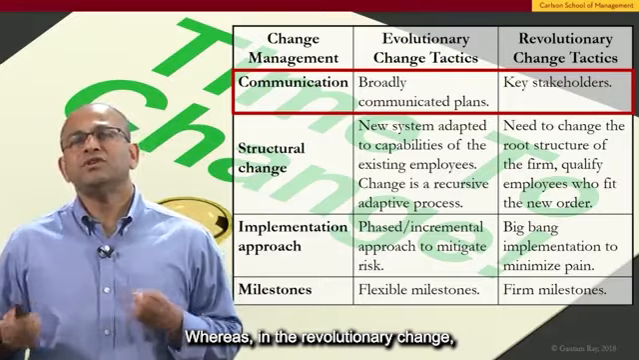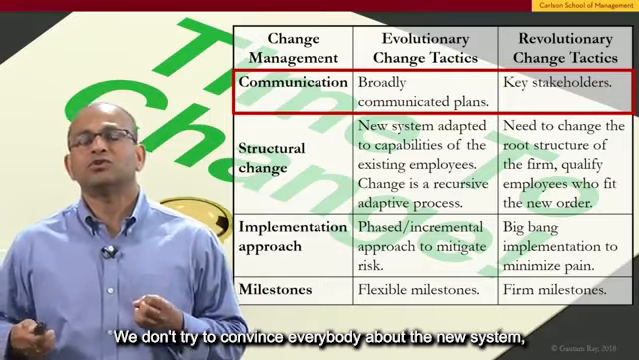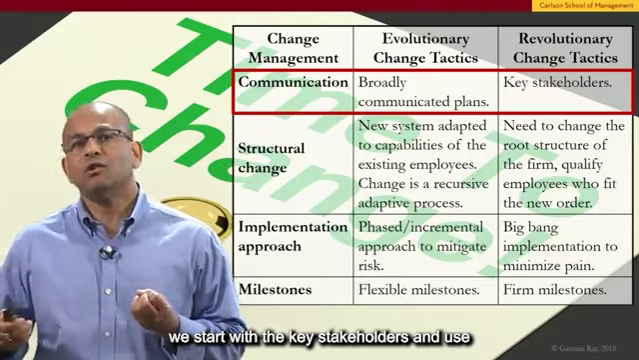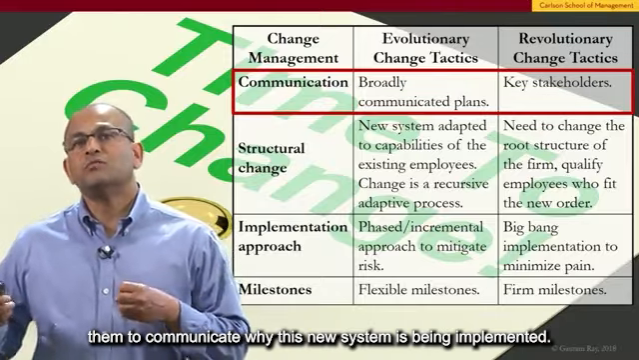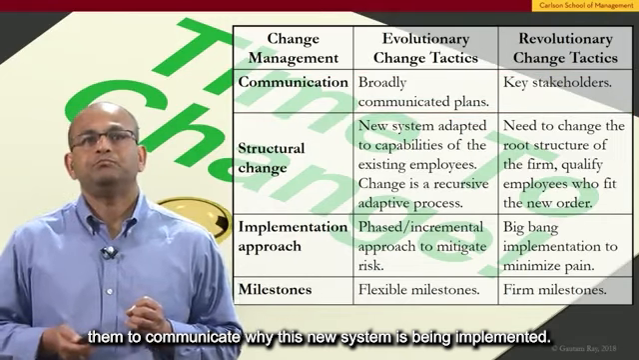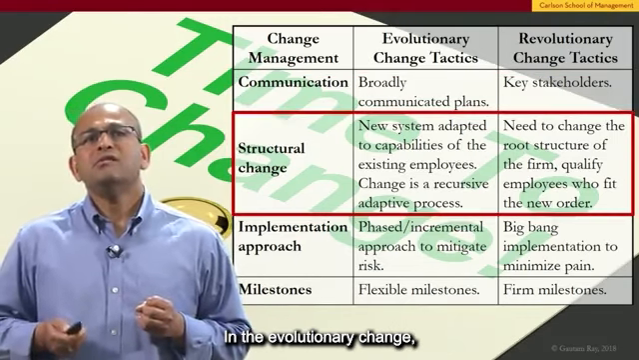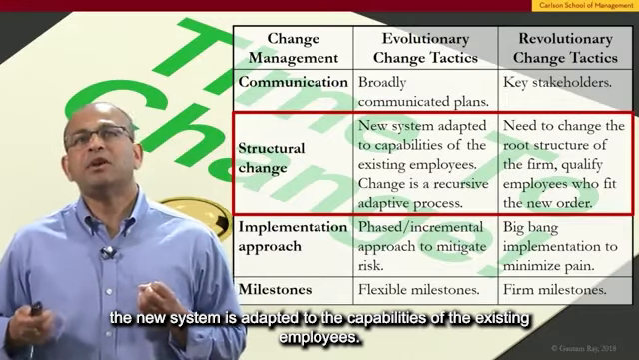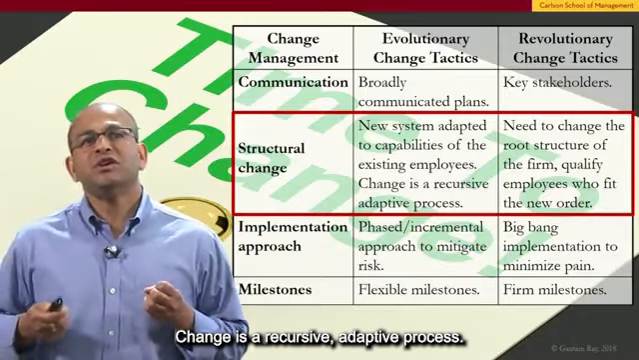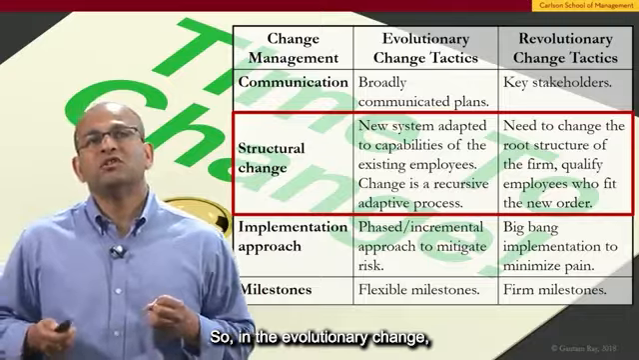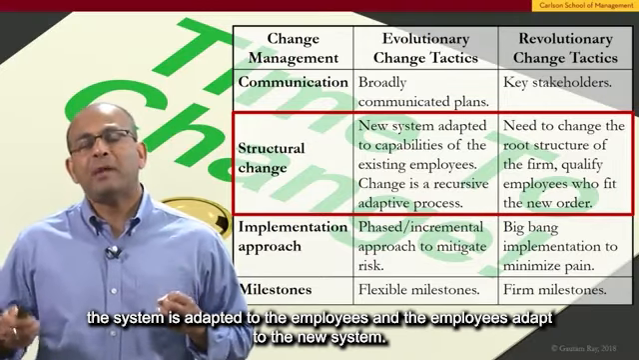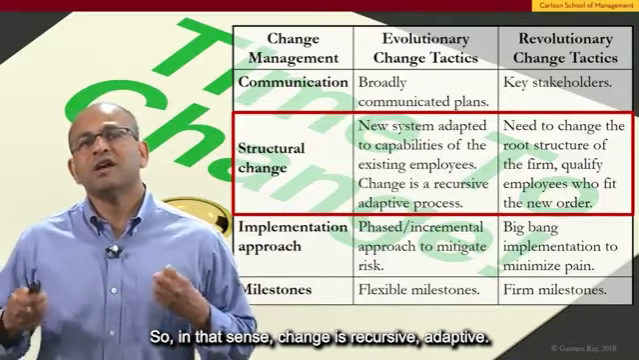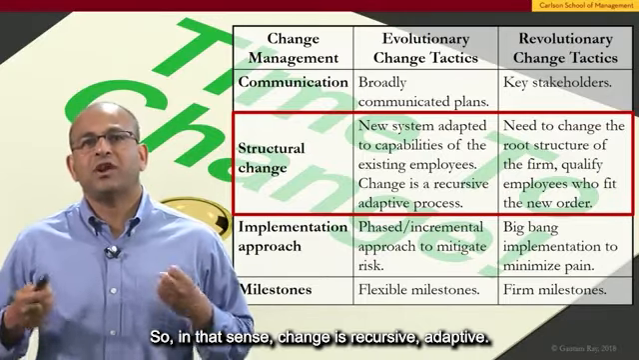Whereas in the revolutionary change, we start with the key stakeholders. We don't try to convince everybody about the new system. We start with the key stakeholders and use them to communicate why this new system is being implemented. Structural change. In the evolutionary change, the new system is adapted to the capabilities of the existing employees. Change is a recursive adaptive process. So in the evolutionary change, the system is adapted to the employees, and the employees adapt to the new system. So in that sense, change is recursive adaptive.